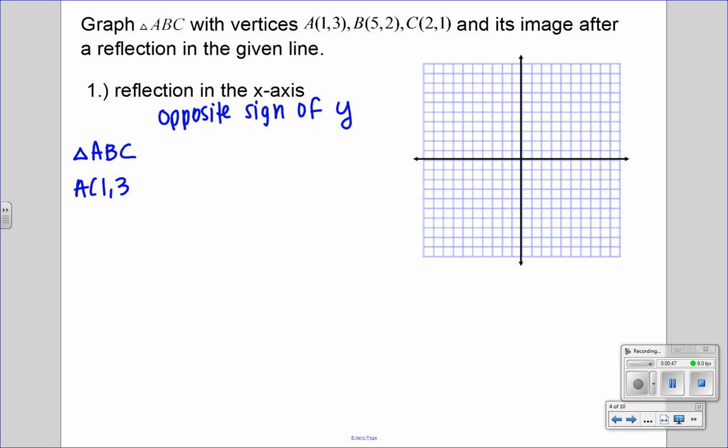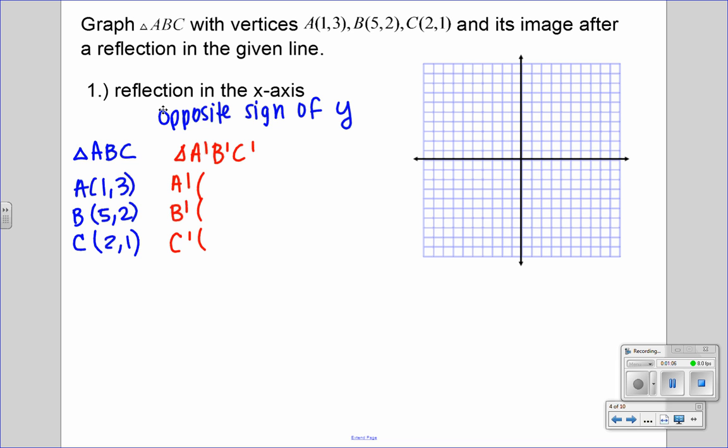A is (1, 3), B is (5, 2), and C is (2, 1). And then we're going to apply our reflection in the x-axis. And we're going to keep the value of the x's but change the sign of the y. So A is going to be (1, -3), B is going to be (5, -2), and C is going to be (2, -1).